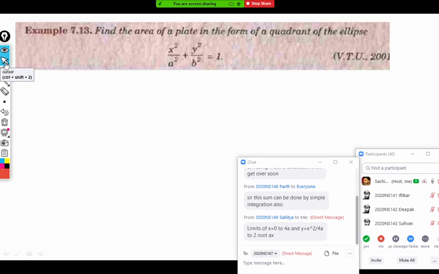So the next question is here. Find the area of a plate in the form of a quadrant of an ellipse. Find the area of a plate in the form of a quadrant of an ellipse. What is the formula for area?